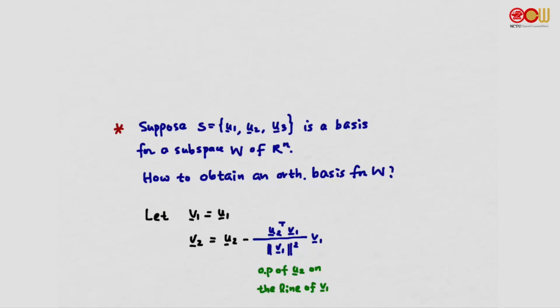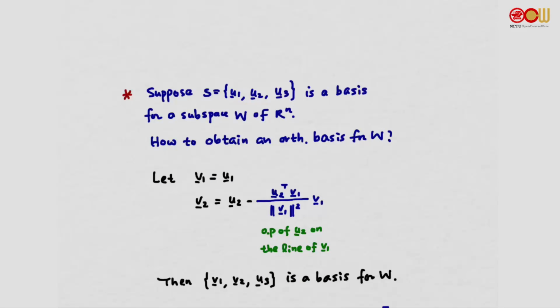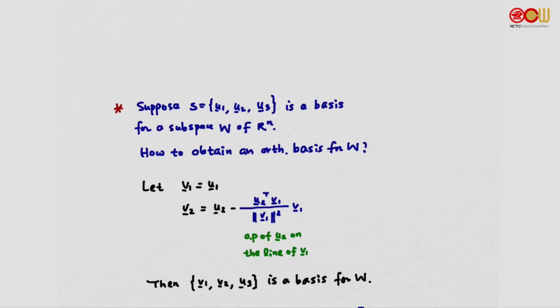For the 2 vector case, we already know how to do it. So we can choose the first vector, U1, as the first vector. And then for the second vector, we subtract from U2 the orthogonal projection of U2 on the line of V1. Then we know this U1, U2 can be replaced by V1, V2, and U3 is still here, this continues to be a basis for W. But our job is not finished yet, right?